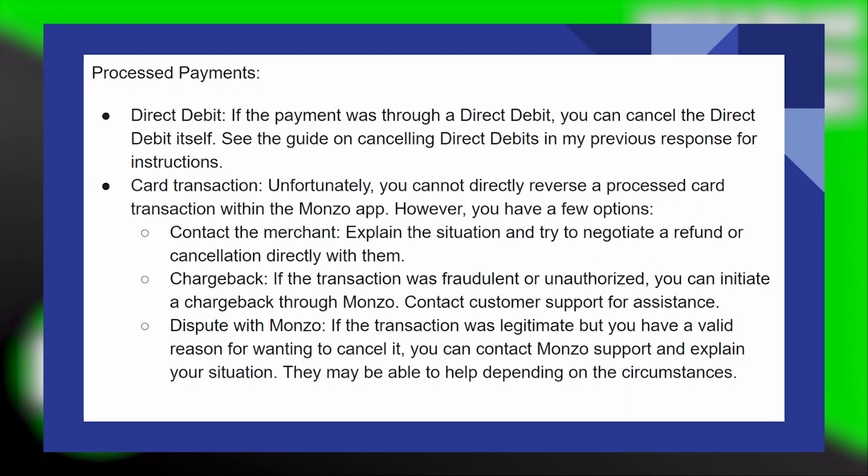Unfortunately, you cannot directly reverse a processed card transaction within the Monzo app. However, you have a few options. Explain the situation and try to negotiate a refund or cancellation directly with them. If the transaction was fraudulent or unauthorized, you can initiate a chargeback through Monzo. Contact customer support for assistance.